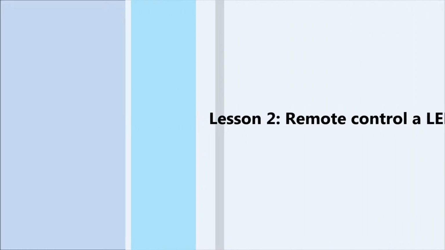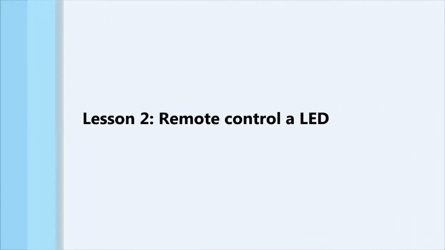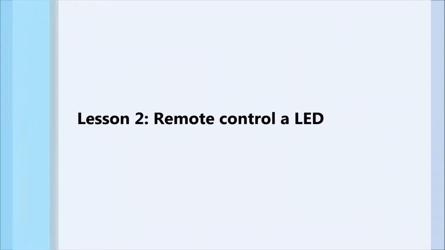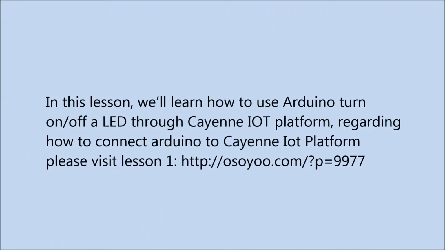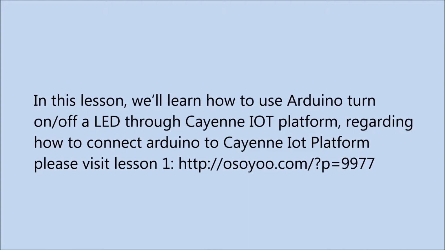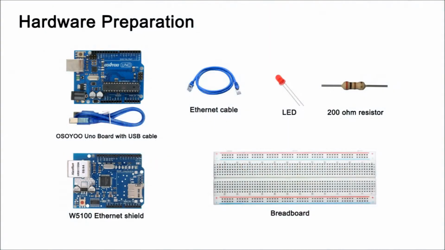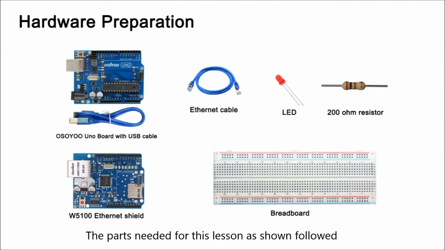Lesson 2. Remote Control LED. In this lesson, we'll learn how to use Arduino to turn an LED on and off through the KyanEye platform. Regarding how to connect Arduino to the KyanEye platform, please visit Lesson 1. The parts needed for this lesson are shown as follows.